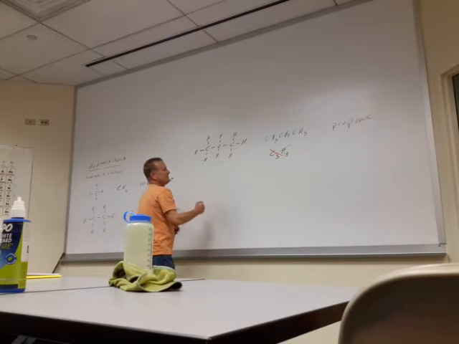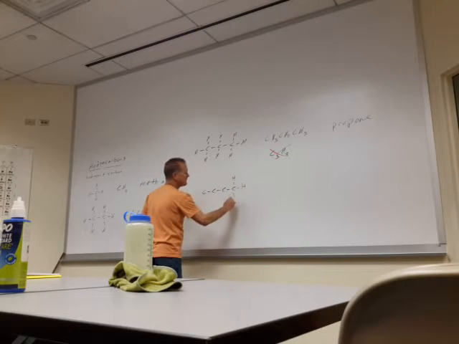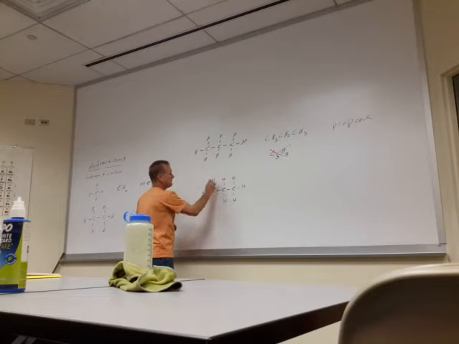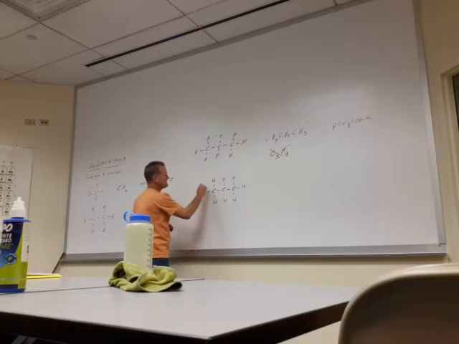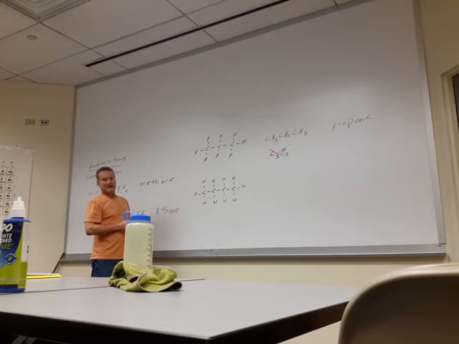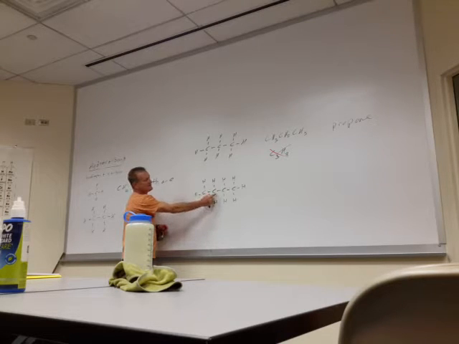So the next one is butane. So 4 carbons, making sure that every carbon has 4 bonds. Notice that in any of these, the carbons on the end have 3 hydrogens because the carbon on the end has only 1 carbon-carbon bond. But any carbon in the middle has only 2 hydrogens because the carbon in the middle has 2 carbon-carbon bonds, 1 on each side.